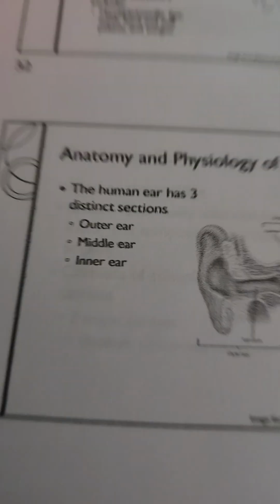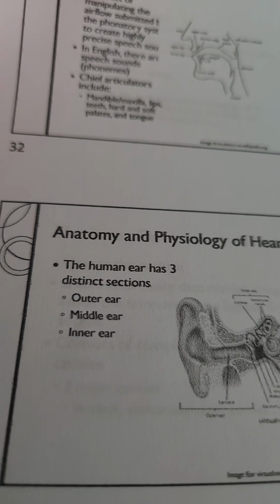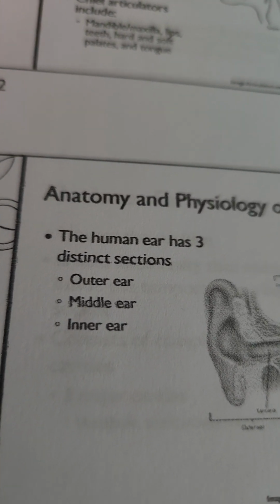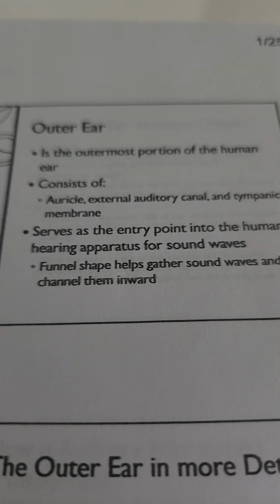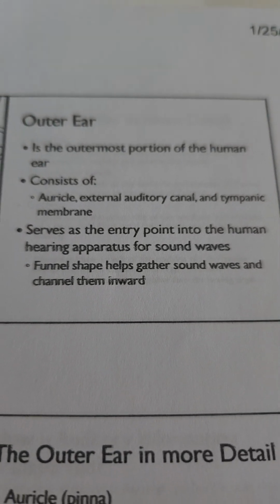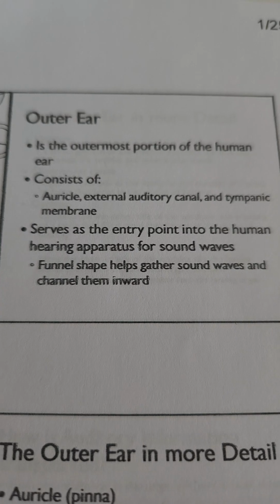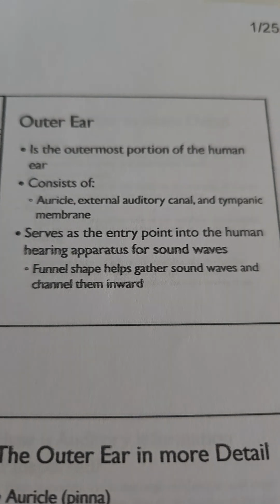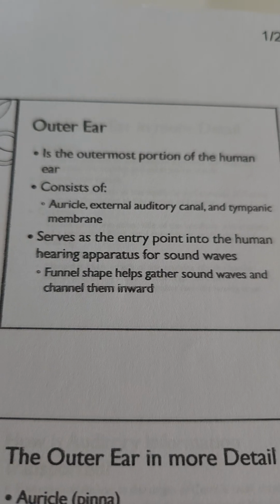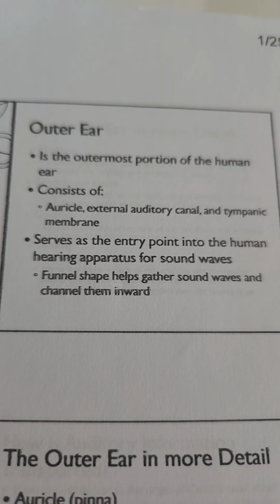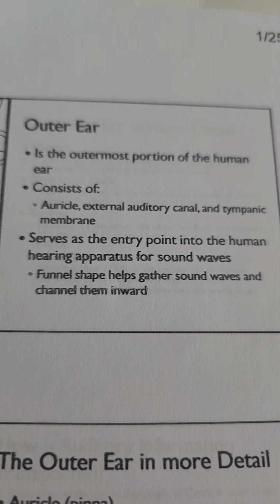Anatomy and physiology of hearing. The human ear has three distinct sections: outer ear, middle ear, and inner ear. The outer ear is the outermost portion of the human ear and consists of your auricle, external auditory canal, and tympanic membrane. It serves as the entry point into the human hearing apparatus for sound waves. It's a funnel shape that helps gather sound waves and channel them inward.